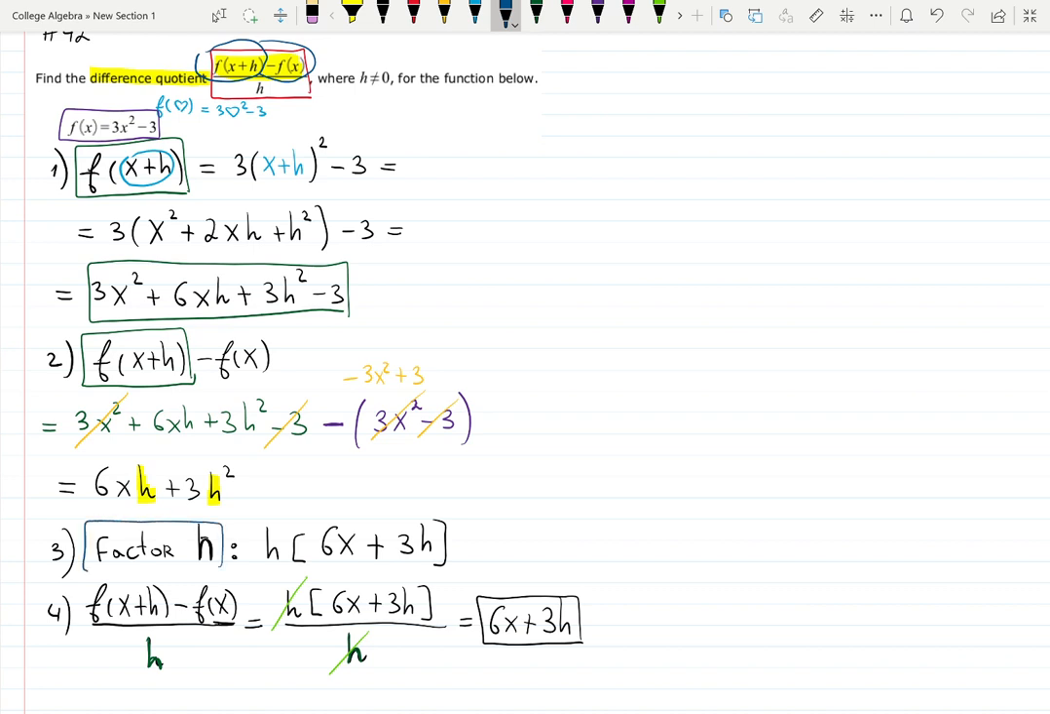And why am I doing that? Because after that, the last step is to divide by h. So if I factor out h, I will cancel it out because h is not 0. It actually says that over here. So you're allowed to divide by h. And the answer follows.